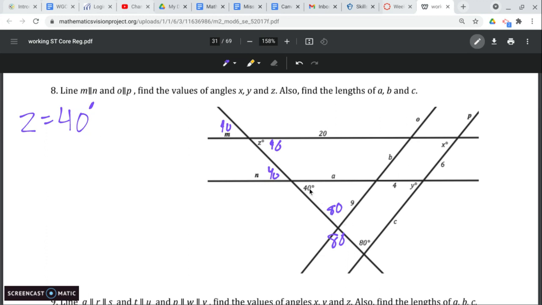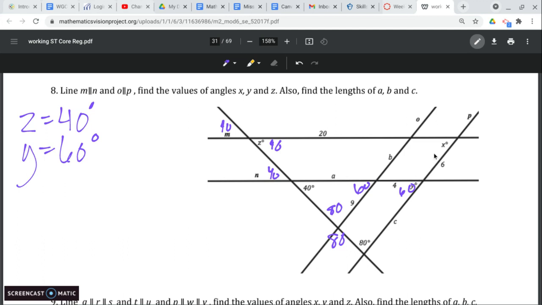So the fact that we know two angles in a triangle, we can solve for the third. So 80 plus 40 is going to give us 120, and 180 minus 120 will give us 60. So this angle right here is 60. Notice, parallel lines cut by a transversal, so 60 and y are going to be the same thing. So that means y is 60 degrees.